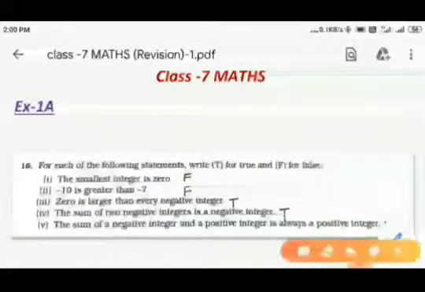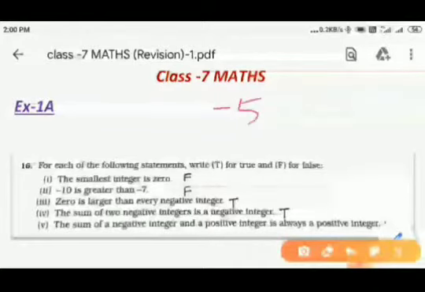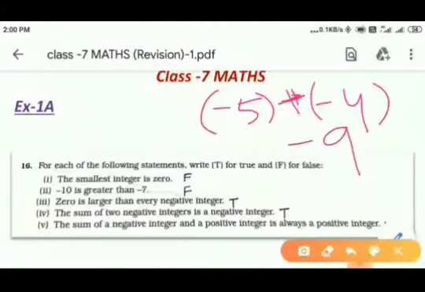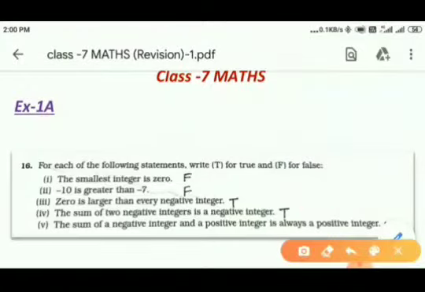Is that clear? Now the fourth one is the sum of two negative integers is a negative integer. Children, if you are adding two negative numbers, like negative 5 and negative 4, what do you think the answer will be? Of course negative 9, because if both numbers have a negative sign, the answer will be negative. So the statement is true.